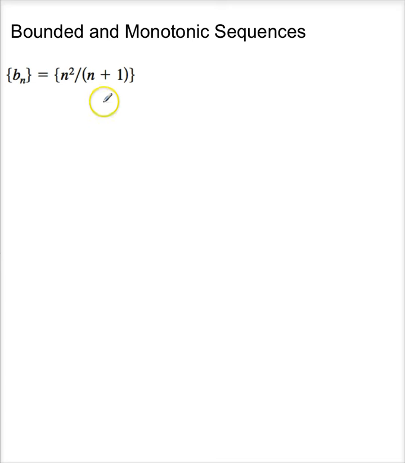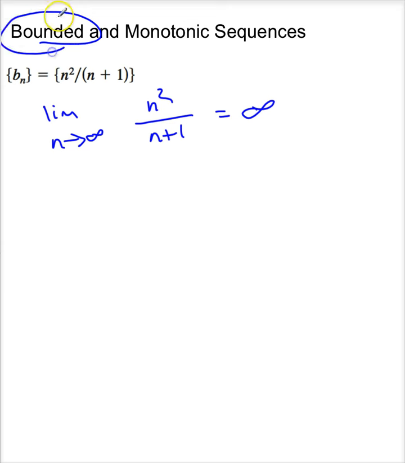Let's look at this sequence right here, b sub n. Let me look at the limit as n approaches infinity of n squared divided by n plus 1. Well, this is infinity. It is not bounded. Therefore, it does not converge. It is monotonic, but it kind of shoots off there.